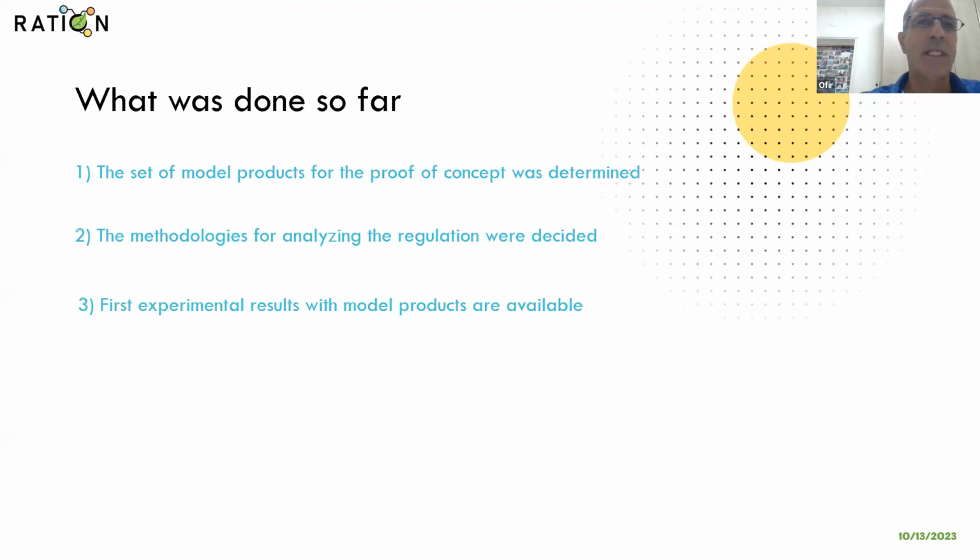So what was done so far at work package 3? There are 3 things I would like to talk about. The set of model products for the proof of concept was determined. The methodologies for analyzing the regulation were decided. And the last one, first experimental results with model products are available.